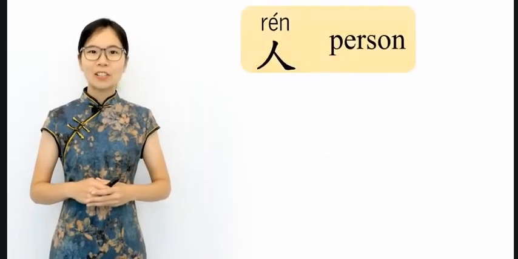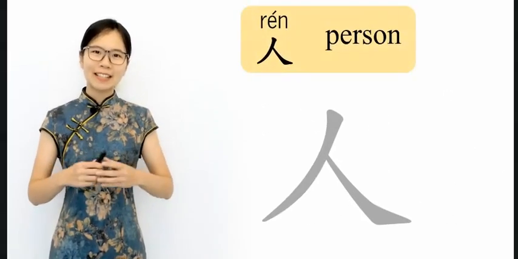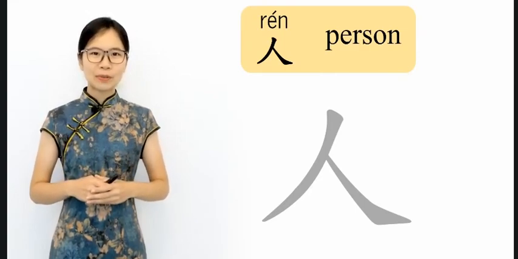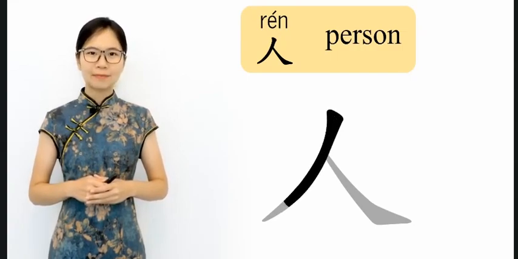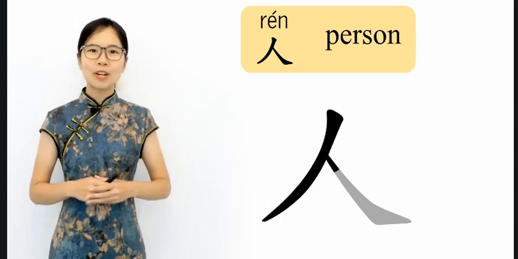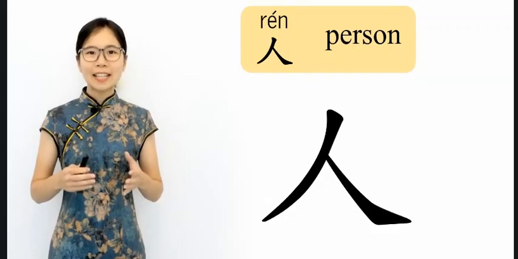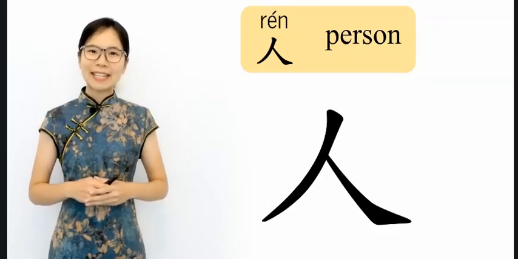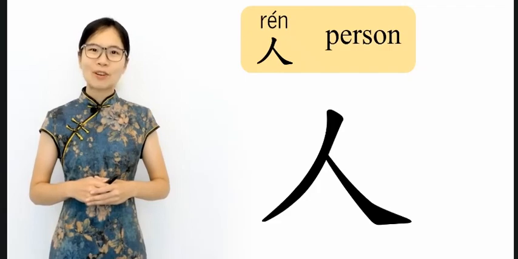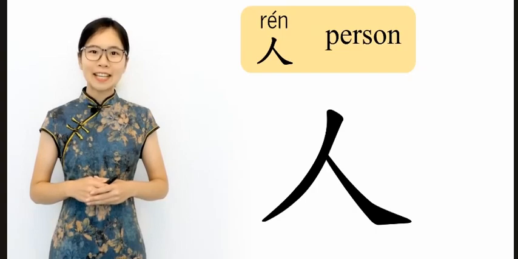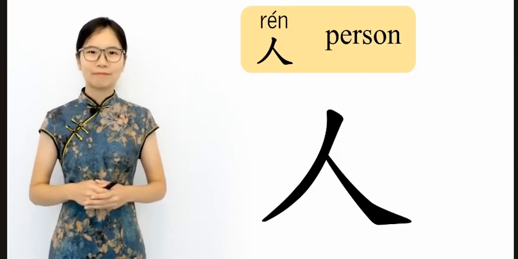Now, let's take a look at how to properly write the character 人. 人 is written using two strokes. First is a downward stroke to the left, and the second is a shorter downward stroke to the right. I've placed a link to a practice sheet that you can download and use to practice writing the characters in this lesson. You can find the link in the description for this video.